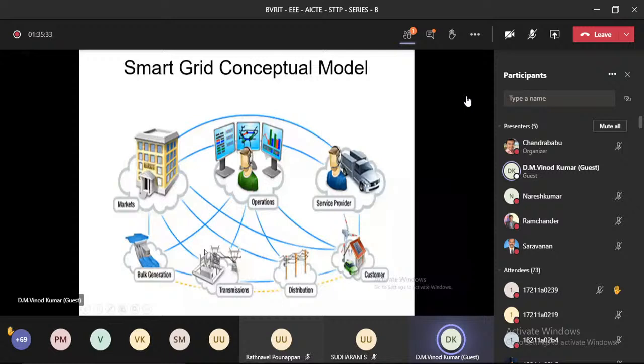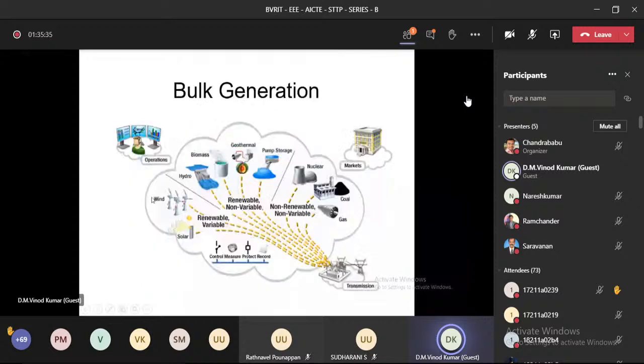Bulk generation. At the generation point, if you see, wind and solar are renewable and variable, they will vary based upon the weather conditions and all that. And renewable, non-variable, that is hydro, biomass, geothermal, pumped storage. And another one, non-renewable, non-variable, that is our conventional nuclear station, coal, as well as gas.